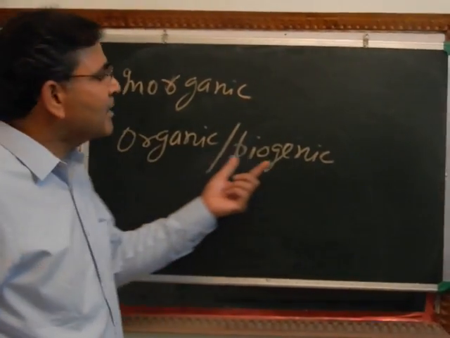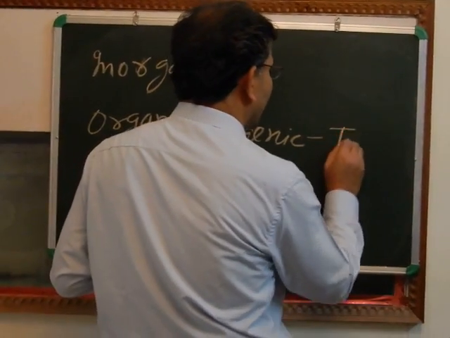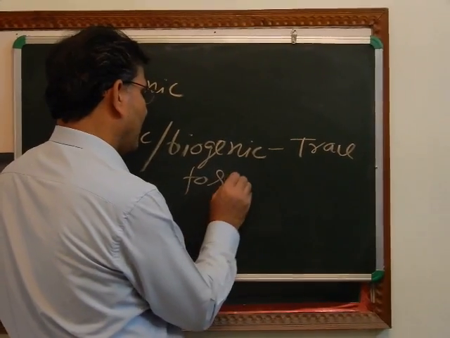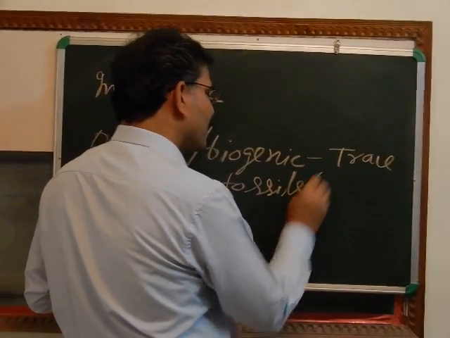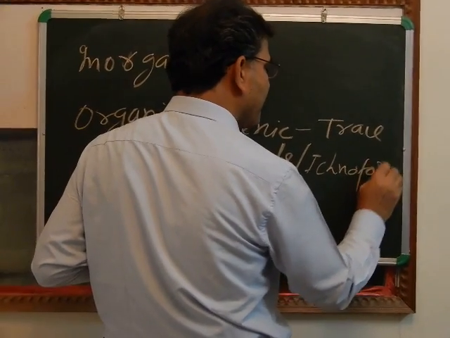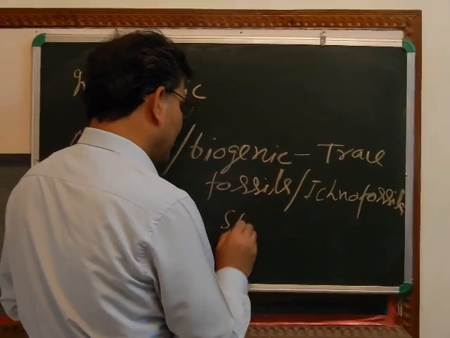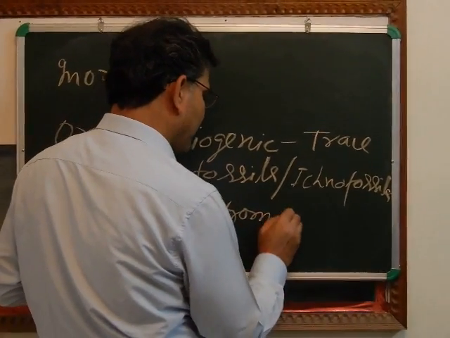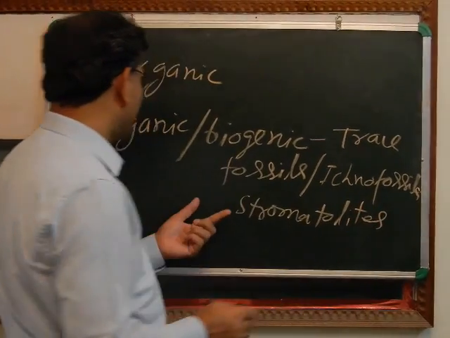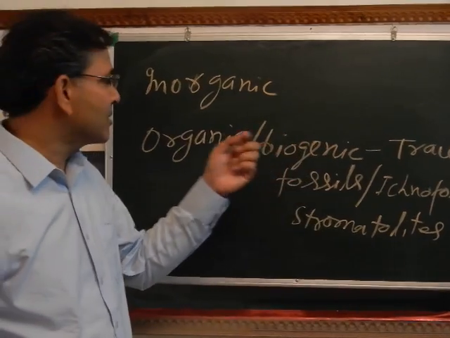The organic sedimentary structures or biogenic sedimentary structures are trace fossils. They are also known as ichnofossils. And the stromatolites. So the ichnofossils and the stromatolites, they are the organic sedimentary structures or biogenic sedimentary structures.